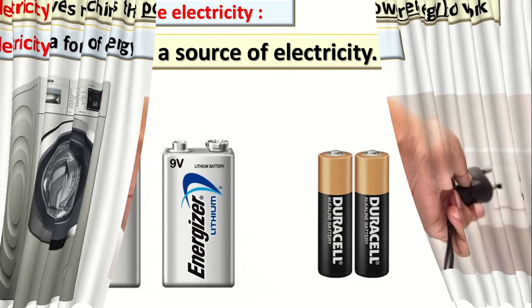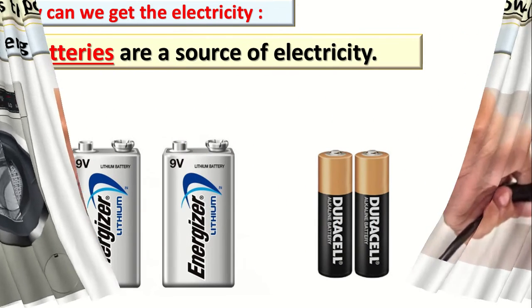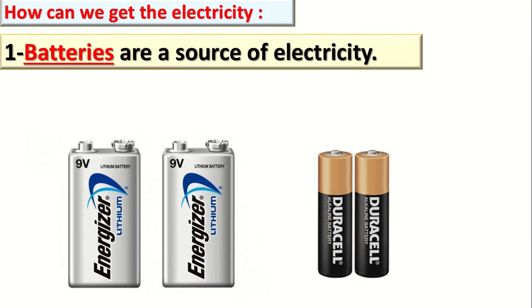Okay, how can I get the electricity? Where can I find the electricity? I have sources to find the electricity. Number 1, batteries. Repeat after me. Batteries. The batteries are a source of electricity.